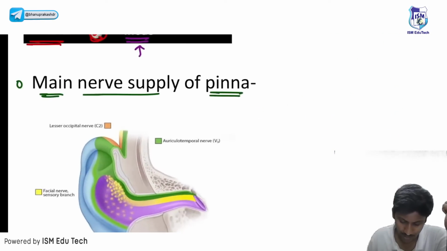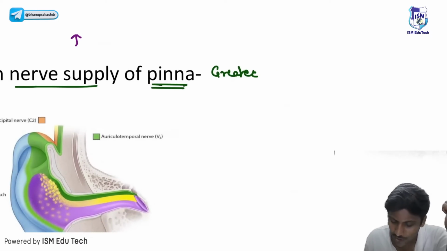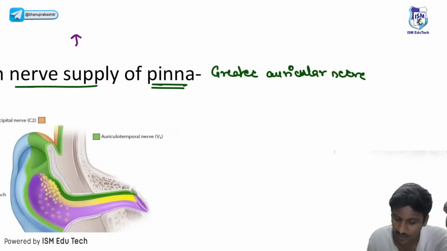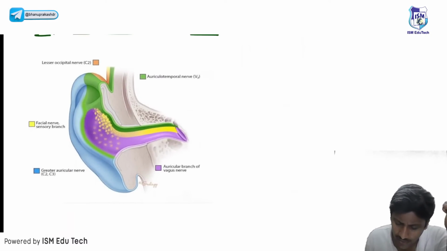The major nerve supply of the pinna, definitely all of you are right, is the greater auricular nerve. You need to remember that it is the greater auricular nerve. It is a branch of the ansa cervicalis, and C2, C3 is the root value. Okay, greater auricular nerve. Then if I talk about the EAC, what is EAC?